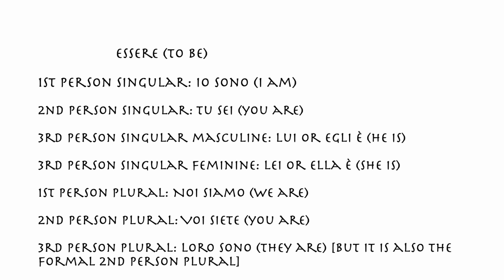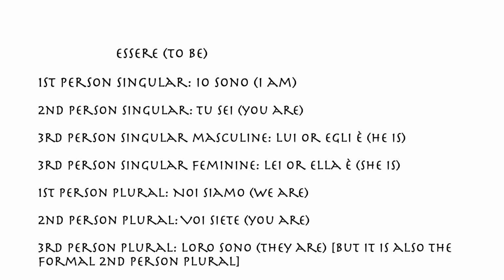This time we will look at verbs and pronouns. We will start by looking at the conjugation of the verb essere, which is the Italian to be. The first person singular is io sono, which is the equivalent of I am. The second person singular is tu sei, which is the equivalent of you are.